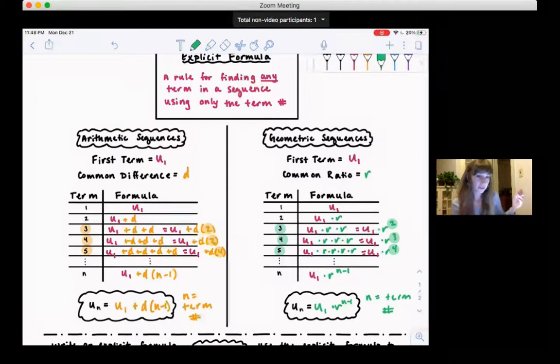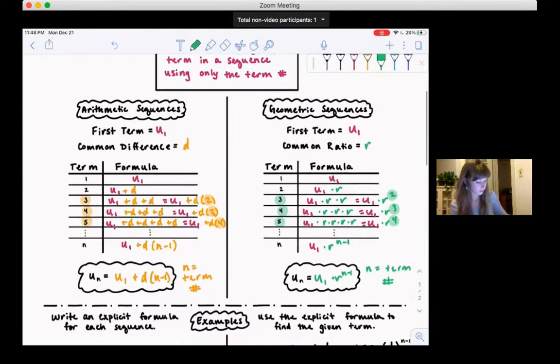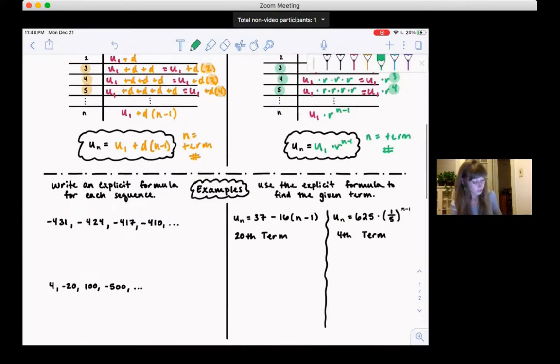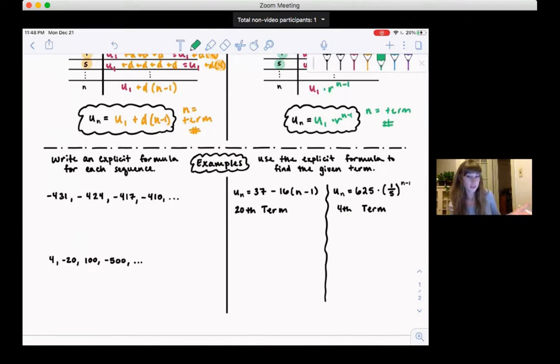All right, so now let's do some examples with those formulas. First thing, we want to be able to take a sequence and write a formula for the sequence. So here's a sequence. We need to kind of figure out what type it is. Is it arithmetic or geometric?